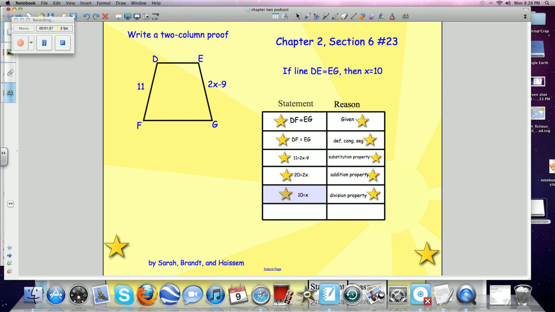Finally, to get the final statement to look exactly like the original statement, x equals 10, we use the symmetric property of equality, which is if A equals B, then B equals A. In this case, when 10 equals x, x equals 10.